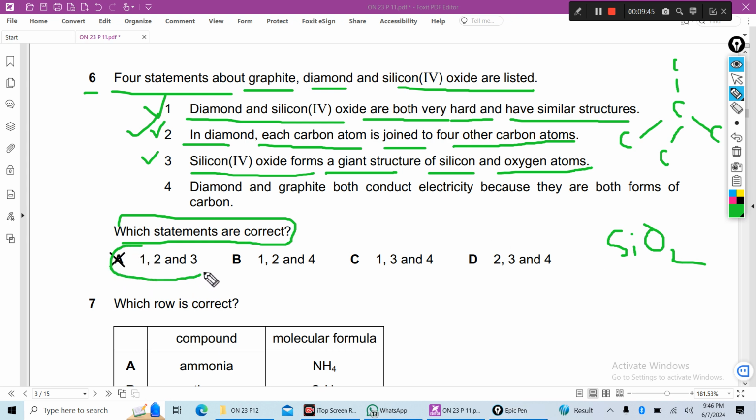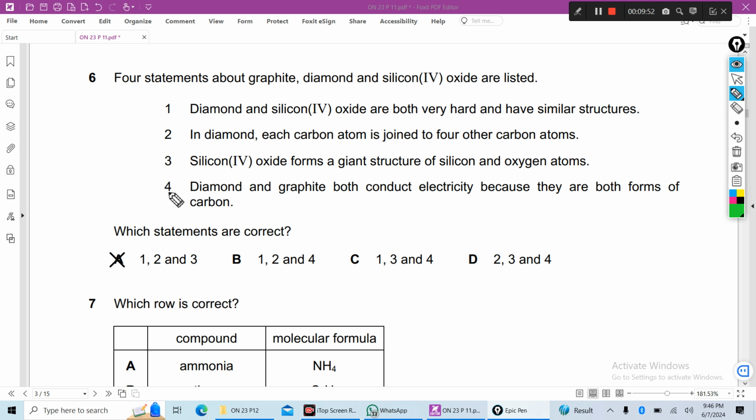This 1 2 3 are the right answer. So number 4 is wrong. Diamond and graphite both conduct electricity because they are both forms of carbon. No, diamond does not conduct electricity because diamond has no free electrons. So the number 4 statement is wrong. 1, 2, 3 are correct.